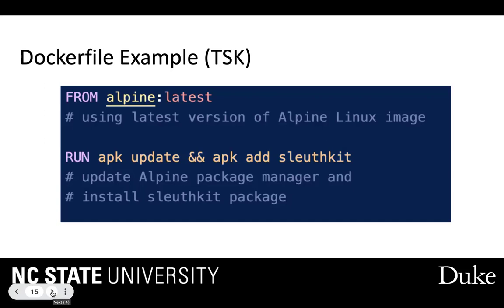And then on the RUN line, there are two commands separated by a double ampersand. First, we run apk update to update the Alpine package manager, which is apk, and then run apk add sleuthkit to install it into the Alpine image. For this example, I chose TSK because it makes for a short Dockerfile and it will build quickly in the demo. TSK could be a standalone service, but like I mentioned earlier, TSK is part of our production image.